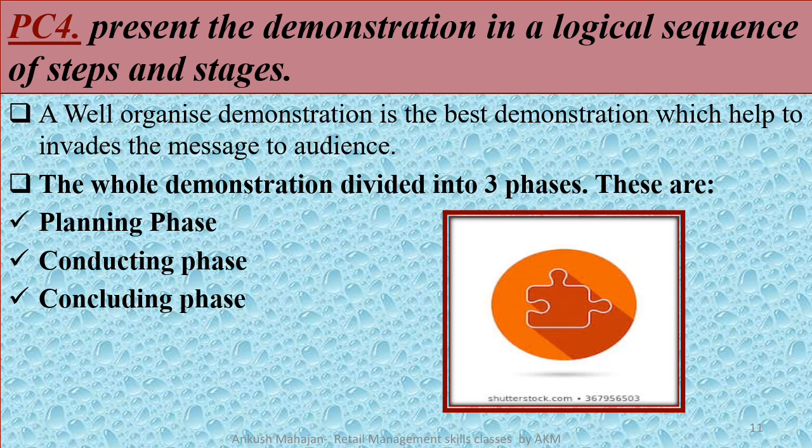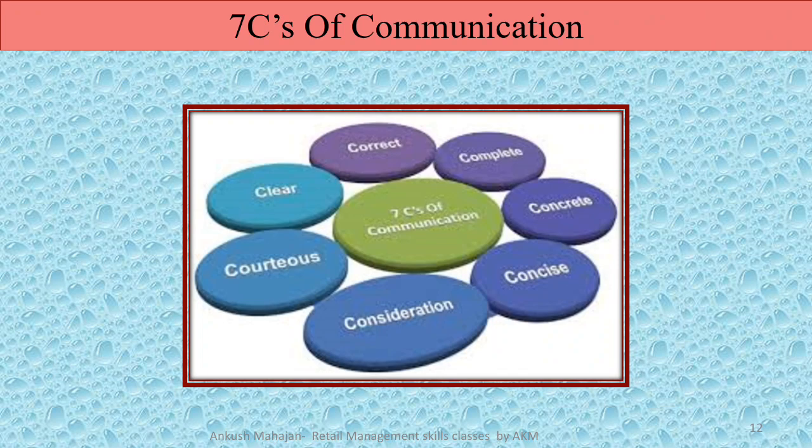concluding phase. So first one is planning phase. Before the planning phase and concluding phase and the demonstration's various phases, we have to discuss the 7 C's of communication, which is required for proper communication and which is the most essential part of the presentation or communication skill. So there are 7 C's, and the first one is clear. The demonstration should be clear to the point. There should be no false commitment about the product.